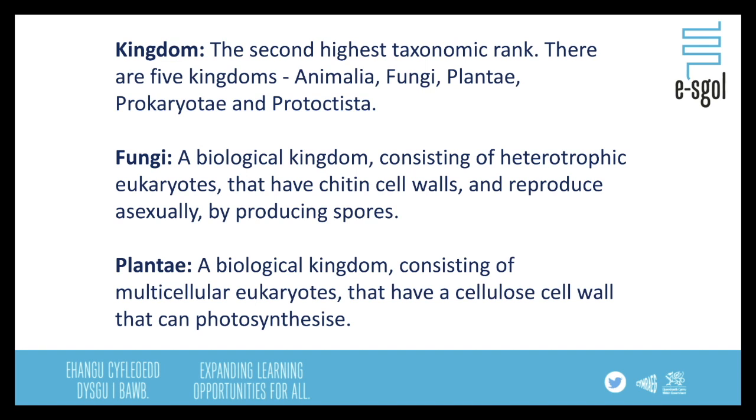There are 5 kingdoms: Animalia, Fungi, Plantae, Prokaryote, and Protoctista. Fungi. A biological kingdom consisting of heterotrophic eukaryotes that have chitin cell walls and reproduce asexually by producing spores. Plantae. A biological kingdom consisting of multicellular eukaryotes that have a cellulose cell wall and can photosynthesize.